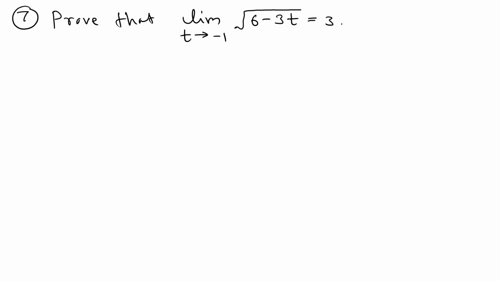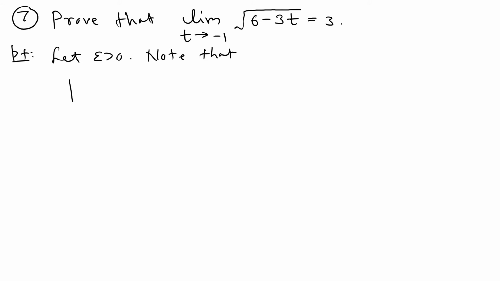As the next one, we have the limit as t goes to -1 of the square root of 6 minus 3t equals 3. We're going to do a similar argument here, but we're going to use the simplification step now. No implications. So let's say proof. We pick an epsilon. So let epsilon be positive. So we pick a positive epsilon. I'll write different types of proofs so that you can learn different arguments.